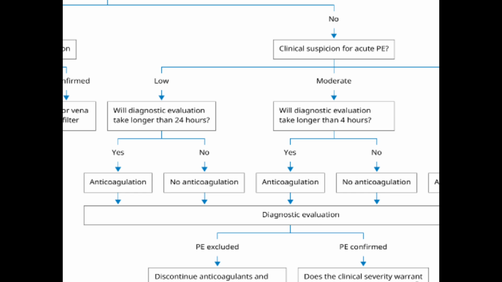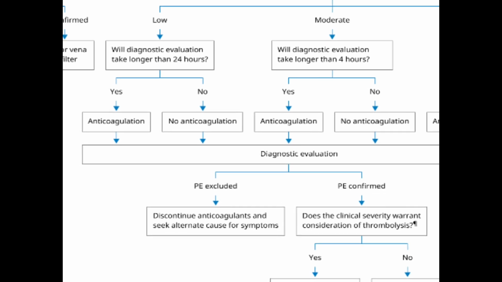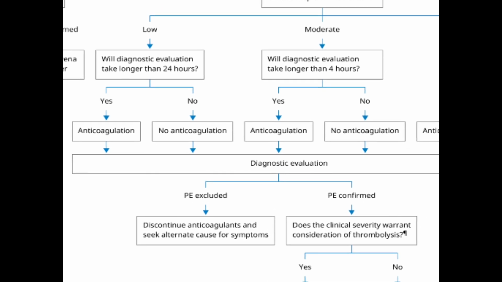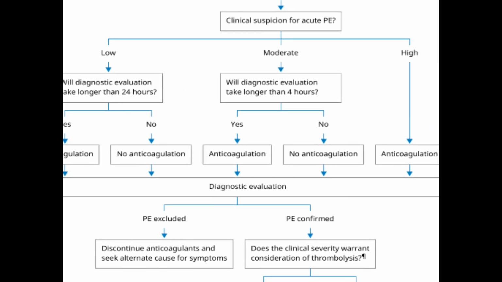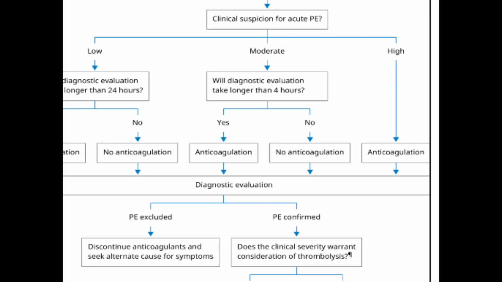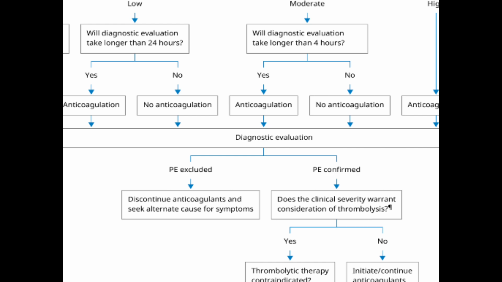If the patient has moderate suspicion for acute pulmonary embolism and we are doing diagnostic evaluation, if we think that the diagnostic evaluation will take more than 4 hours, then we will anticoagulate such a patient. If it will not take more than 4 hours, then we will not anticoagulate. If the suspicion of pulmonary embolism is very high, then we will anticoagulate such patients, and along with the anticoagulation, we will be doing diagnostic evaluation.